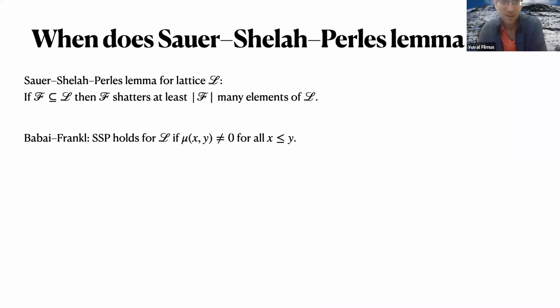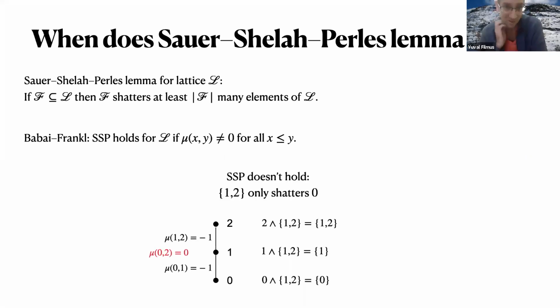So what this Baba-Frankl argument, which we also repeat in a slightly different way, shows is that if the Möbius function of the lattice never vanishes, then this result holds. And here's an example where the result doesn't hold. Here the lattice is the numbers 0, 1, 2, where 0 is smaller than 1, smaller than 2, and I'm taking the family 1, 2. The claim is that this family only shatters the element 0. You need to verify it; it's not too complicated.